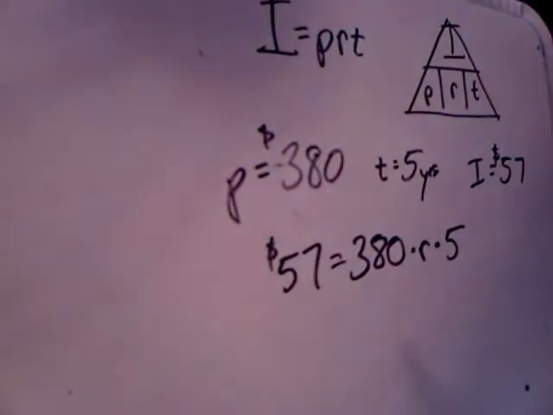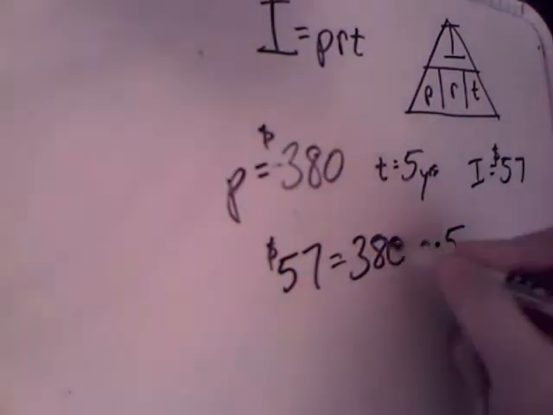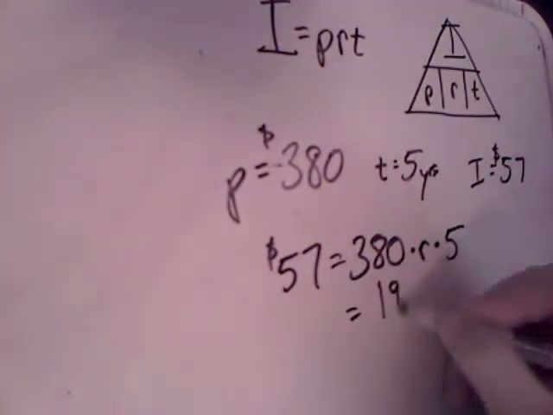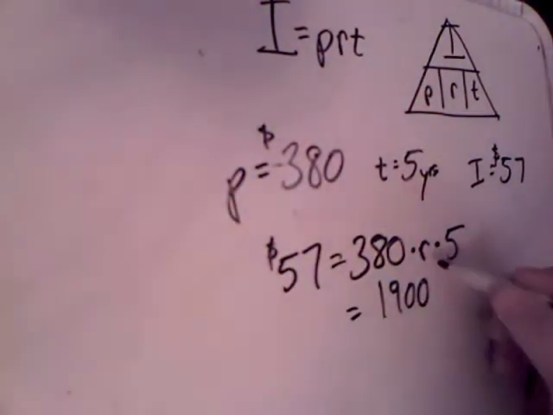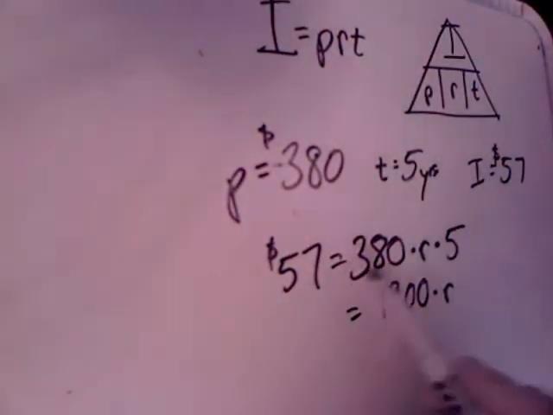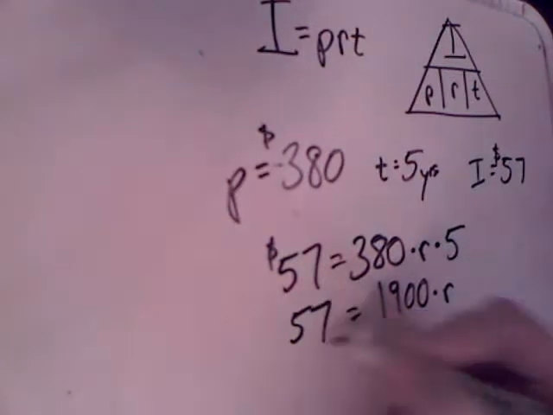And now you can see I've got a little bit more of a challenging situation here. What I have to do is multiply over here. The first thing I'm going to do is multiply everything I can, which is going to be the 380 and the 5. When I multiply 380 and the 5, I'm going to get 1,900 times R. I can't forget that times R. I'm going to pull down the 57.